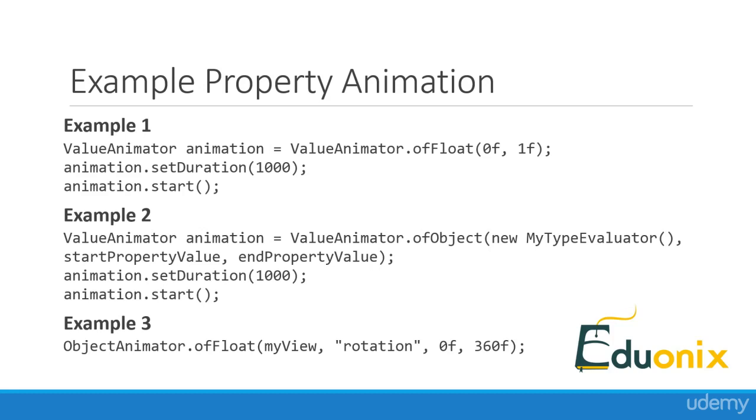In the second example, the value animator starts calculating the values of the animation between start property value and end property value using the logic supplied by myTypeEvaluator for a duration of 100 milliseconds when the start method runs. Finally, in the third example, we see how we can animate the property of a view object, such as the rotation of the view, by calling the ofFloat method with the parameters of the view, rotation, and from and to values.